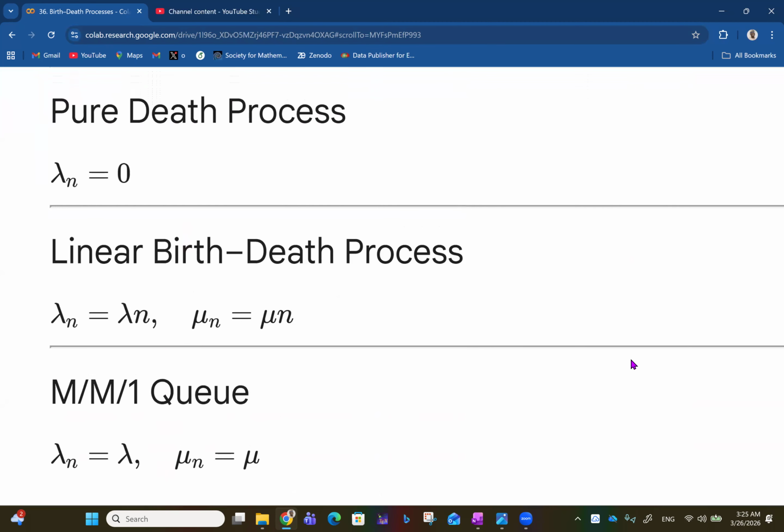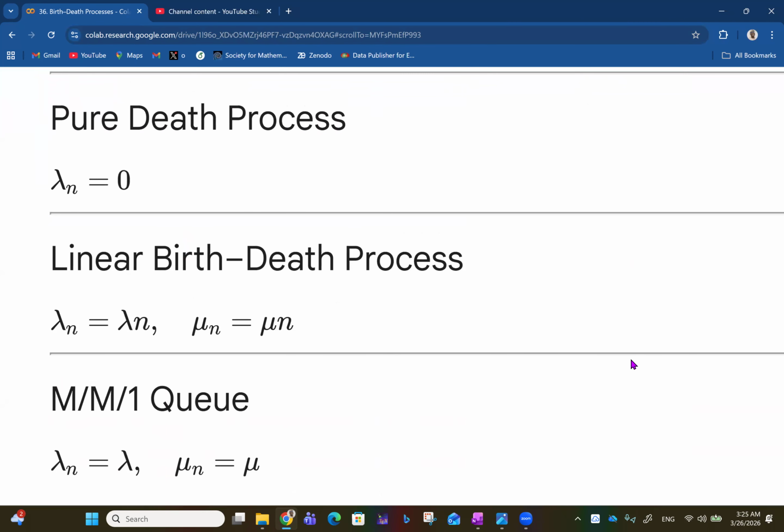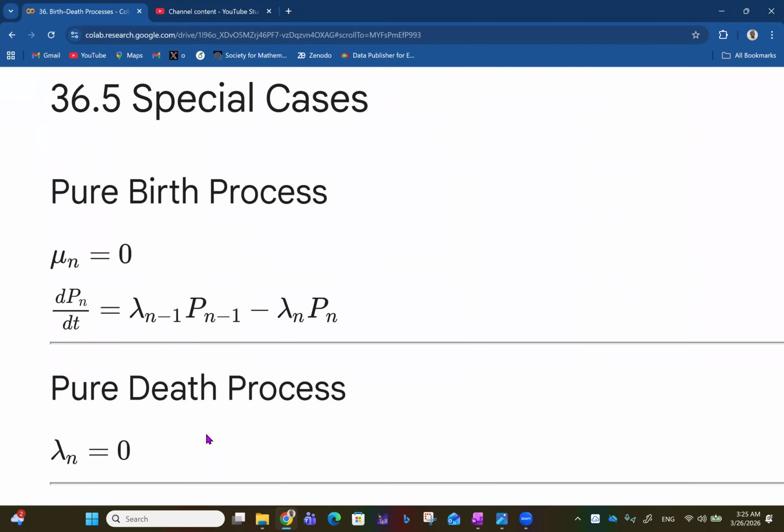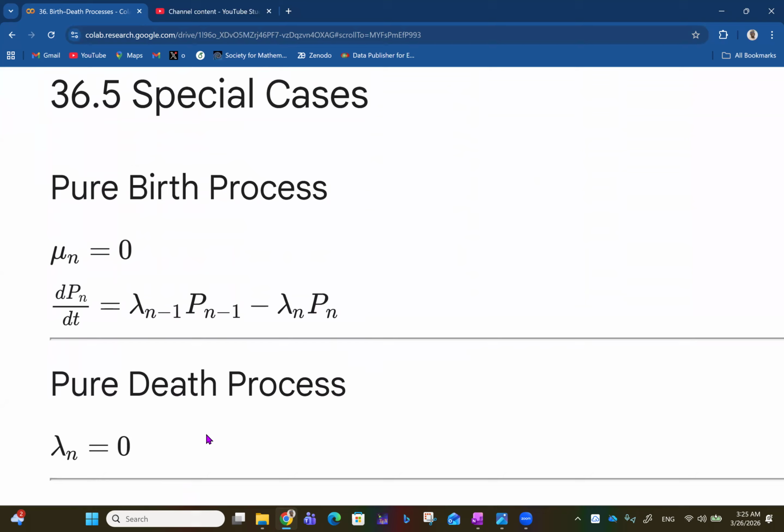And then we also have an M/M/1 queue, so a queue with one server, right? A queue with one person attending to the people on the queue. That's also a very good example of a special case of the birth-death process.